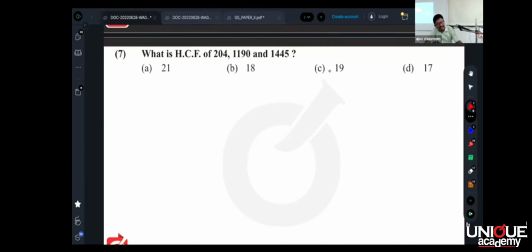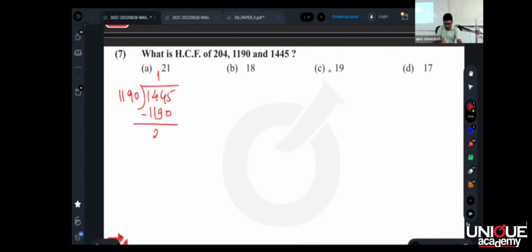That FCF and the remaining smallest number of these 3, again we need to do the same procedure, right? So the second time we get FCF, that is the final FCF of all these 3 numbers. Is it clear? So we have 1190 and 1445. We have to divide 1445 by 1190. 1190 ones are that much only.